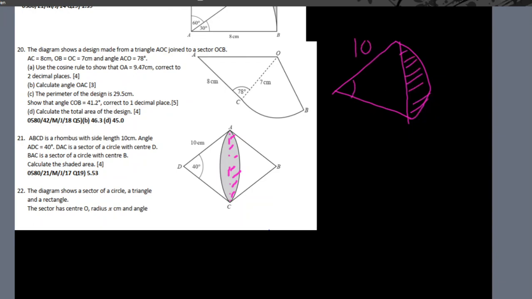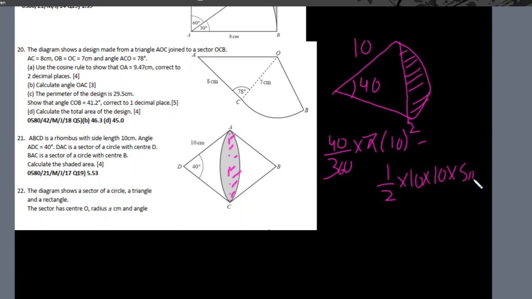This is 10, this is 40. So this would be total area, which is 40 over 360 times pi r square, minus area of the triangle, minus half times 10 times 10 times sine 40, and whatever the answer is, multiply it with 2 to get this answer. Alright.